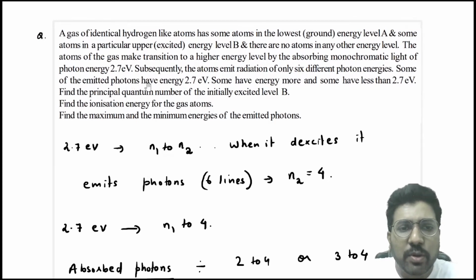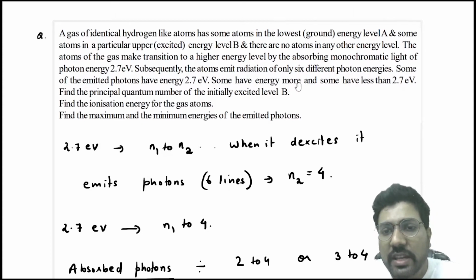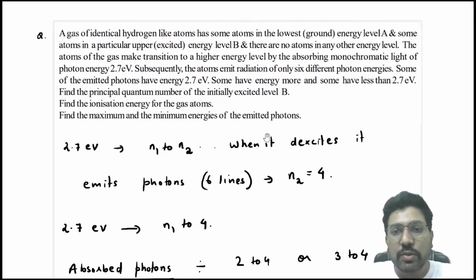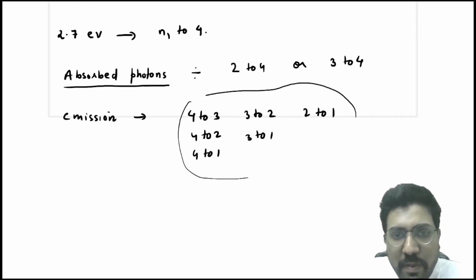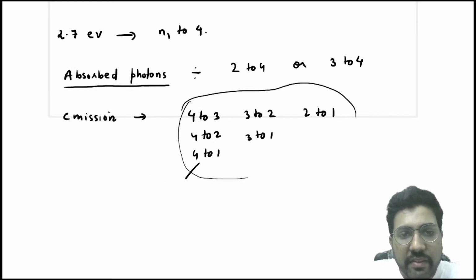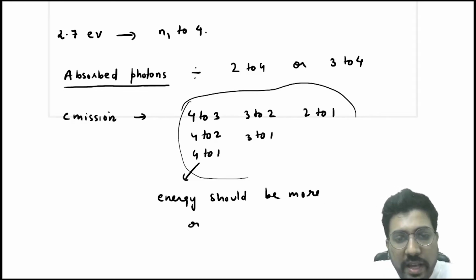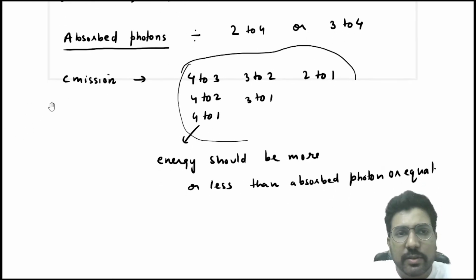Some of the emitted photons have energy 2.7 electron volt. Now some have energy more, and some have energy less than 2.7 electron volt. Now, see, they are saying that in this emission spectrum, some of them should have energy more or less than the absorbed photon, or equal to. Okay, now let us look at the absorbed photons.